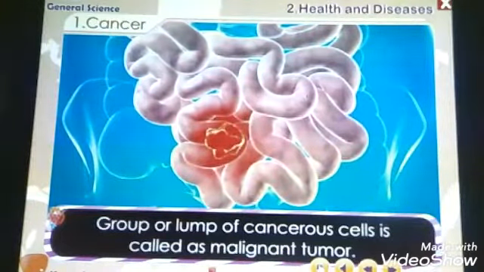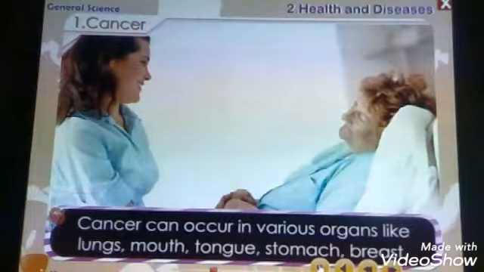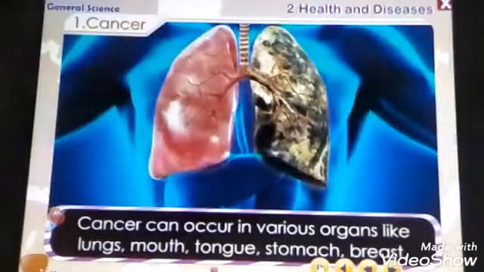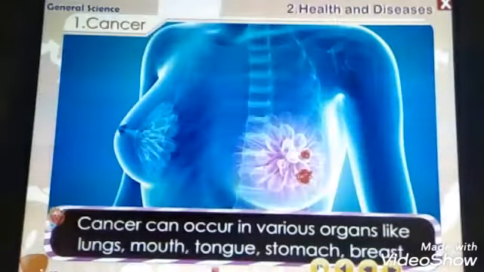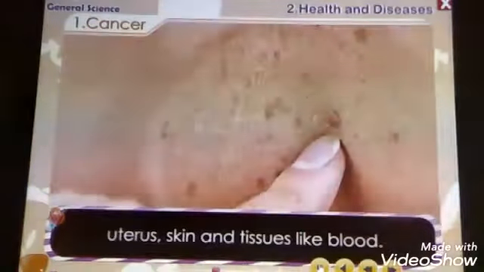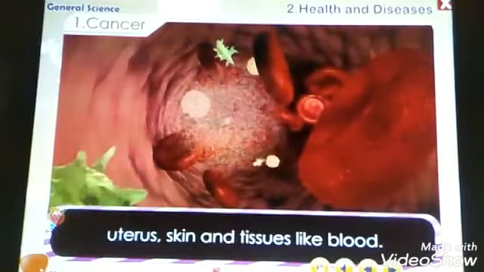A group or lump of cancer cells is called malignant cancer. Cancer can occur in various organs like lungs, mouth, tongue, stomach, breast, uterus, skin and tissue like blood.